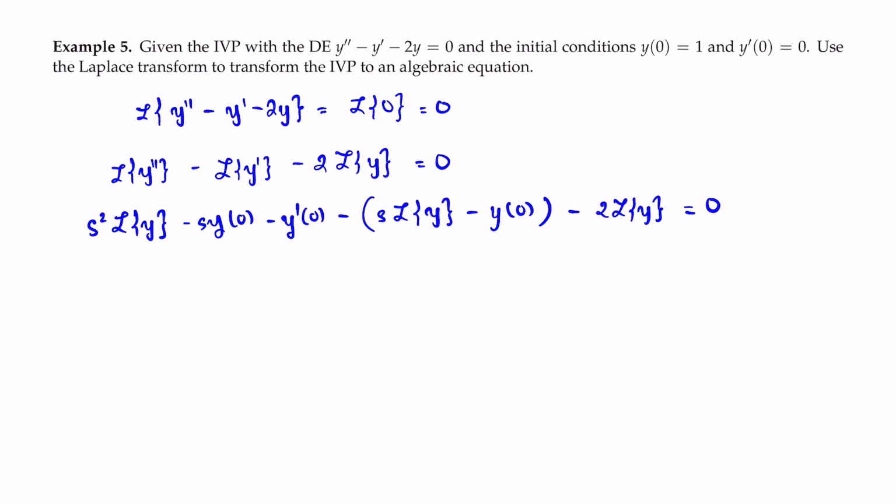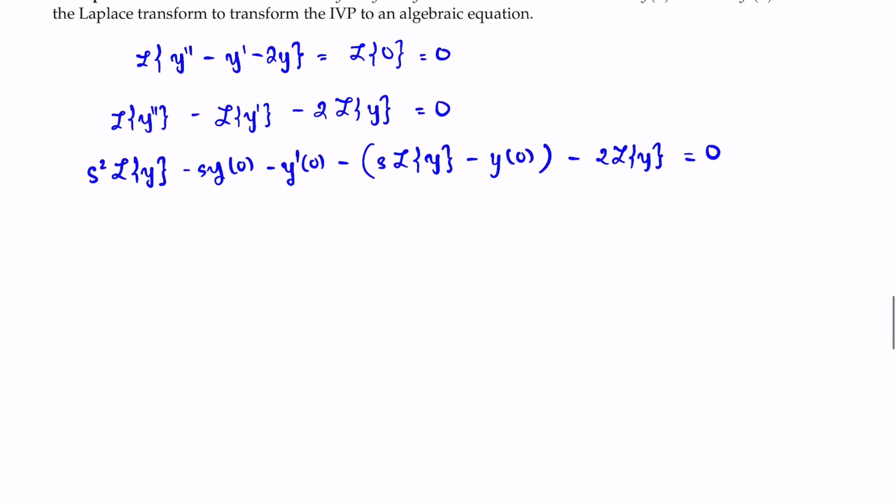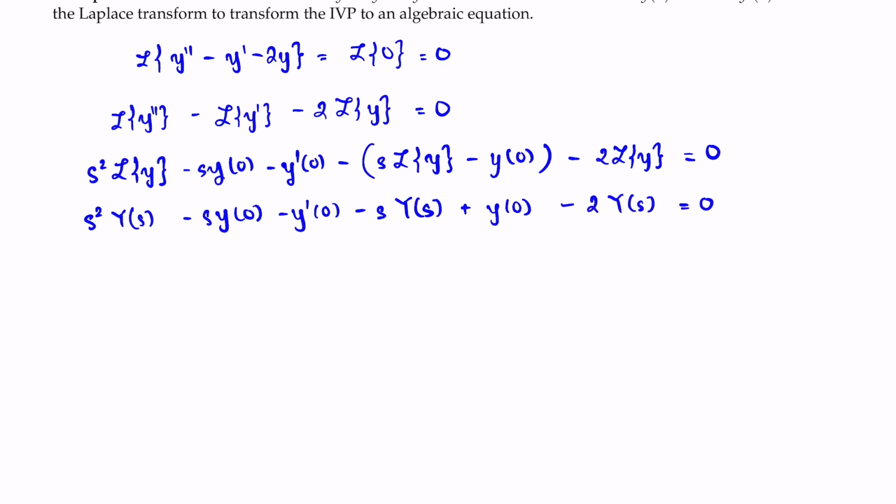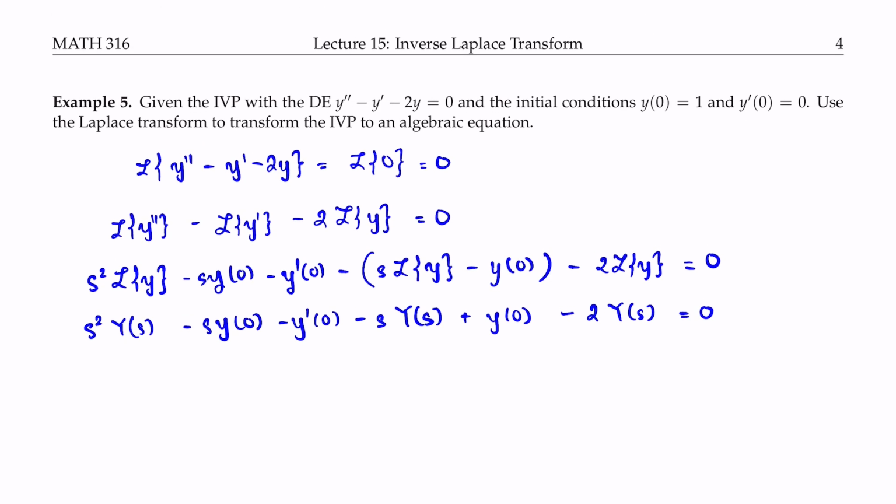Okay. Now instead of keep writing L of curly brackets, I'm going to switch that to capital Y of s to indicate that this is the Laplace transform of the function y in the frequency domain. Okay. So I have s squared times capital Y of s minus s times y of 0 minus y prime of 0 minus s times capital Y of s plus y of 0 minus 2 times capital Y of s equal to 0.